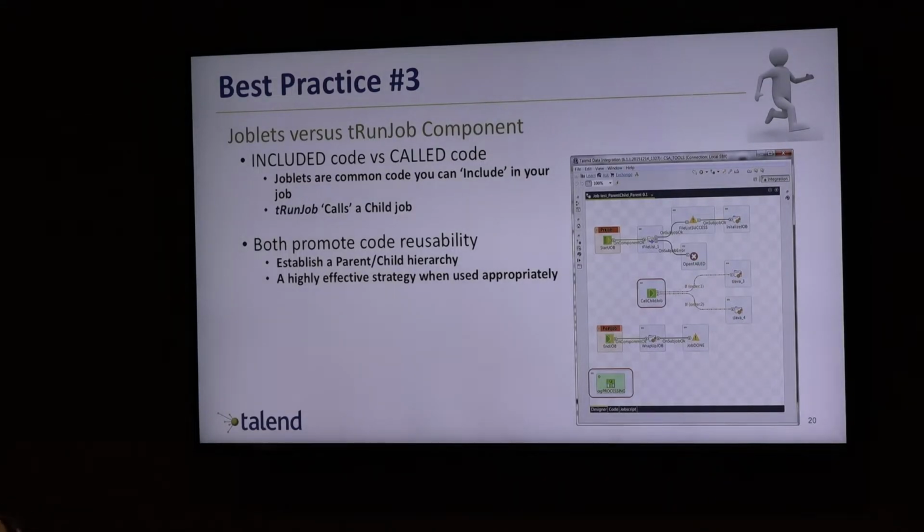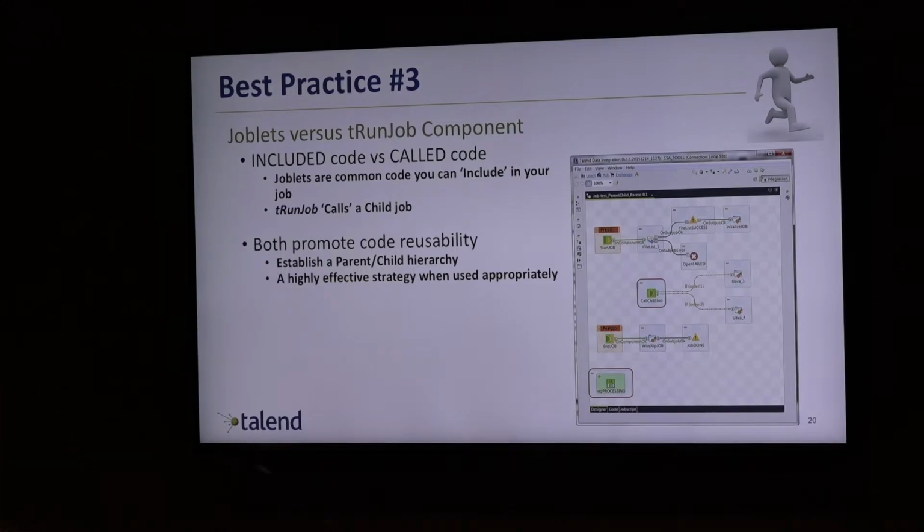The biggest difference from the code perspective is that the joblet's code is actually included. If you go to the code in there, it's all the code from the joblet, you will see it in there. But if you're doing a run job, you'll see a call to it, just like how you're calling a function. You actually will see a call to the job instead of including it. From the performance perspective, it really does not matter. This is just informational.